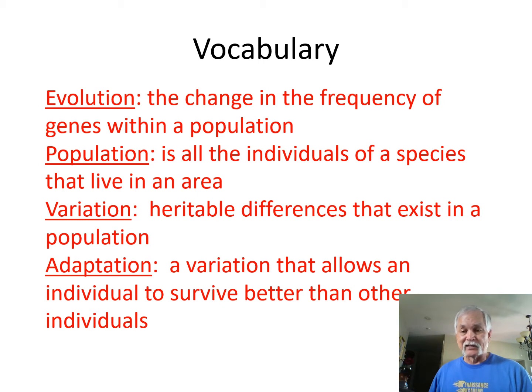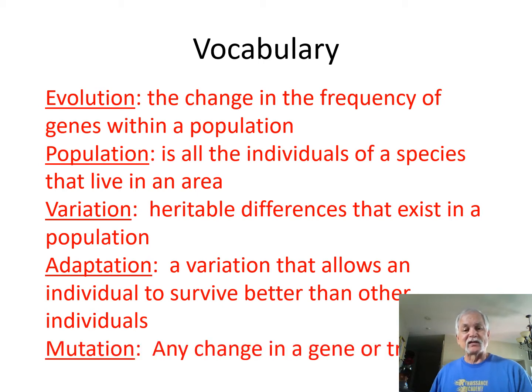And then finally, we have a mutation. Mutations also can result in evolution. Things that are asexual, that is basically the only way that they're going to evolve, because basically they make clones of themselves.